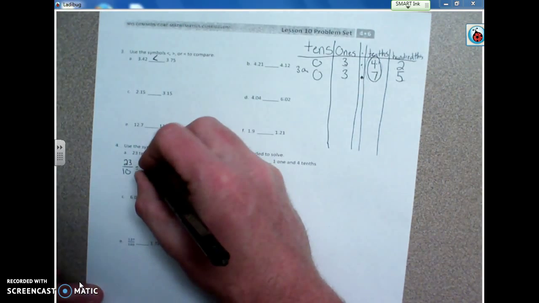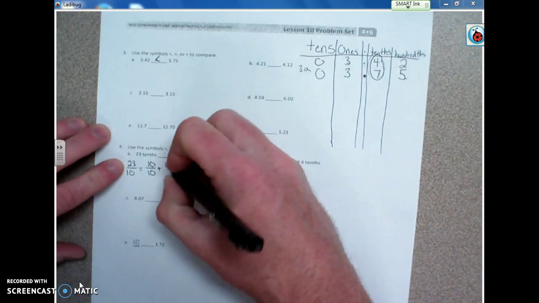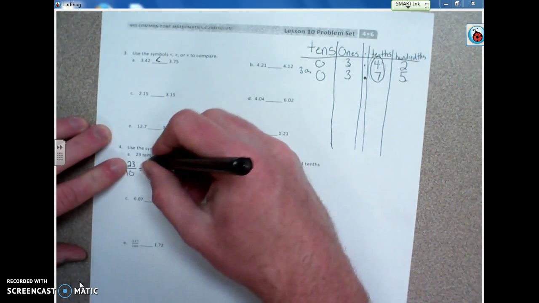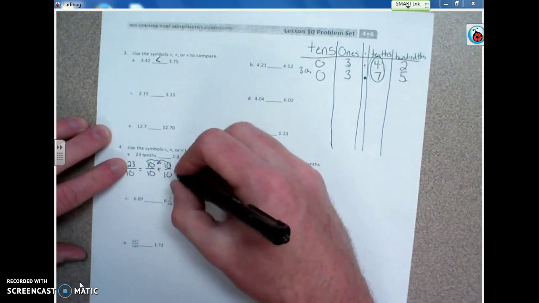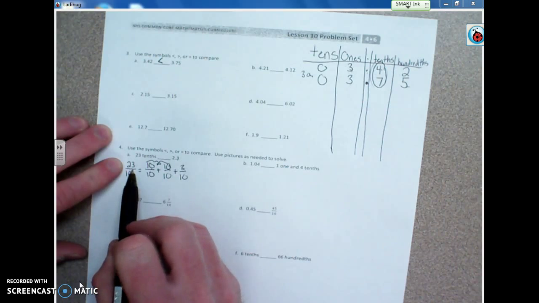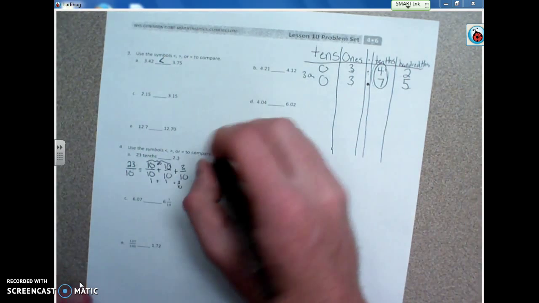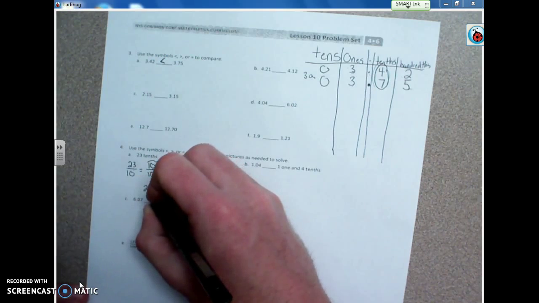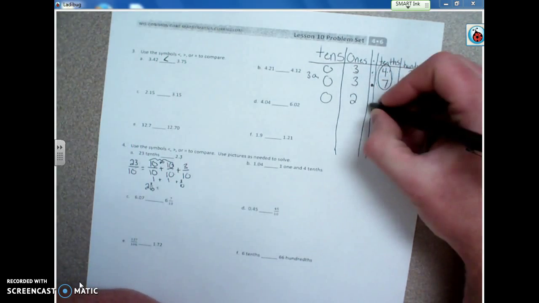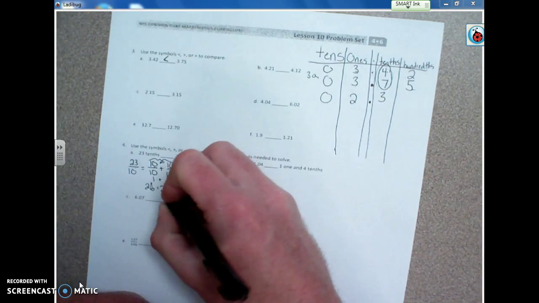I know that I have 10 tenths. That's one whole. So that's 10 tenths plus 10 tenths. That's 20 tenths total. I need 23 tenths. If I've already used up 20, 10 plus 10 is 20, that means I need 3 tenths more. So 10 tenths plus 10 tenths plus 3 tenths gives me 23 tenths. And this is 1 plus 1 plus 3 tenths. So this gives me 2 and 3 tenths. If I put that in my place value chart, I have 0 tens, 2 ones, 3 tenths. There's no hundredths. So as a decimal, this is 2 and 3 tenths.